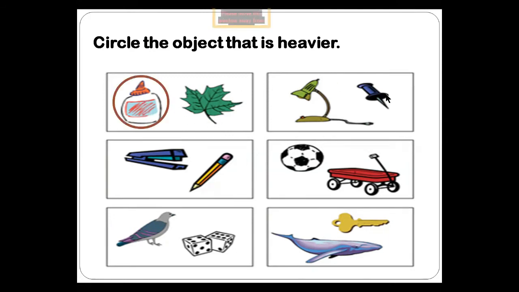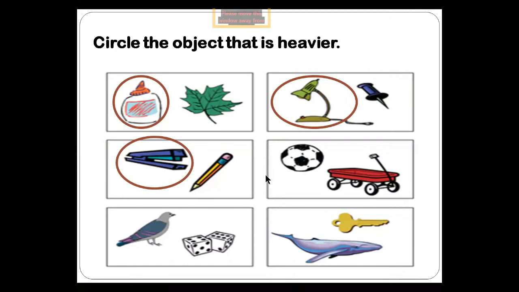In the second one we have a lamp and a pin. Which will be heavier? The lamp will be heavier. So we'll put the circle on the lamp. Okay, the third one we have a stapler and a pencil. Which will be heavier, stapler or pencil? Yes, the stapler will be heavier. So we'll put the circle on the stapler.